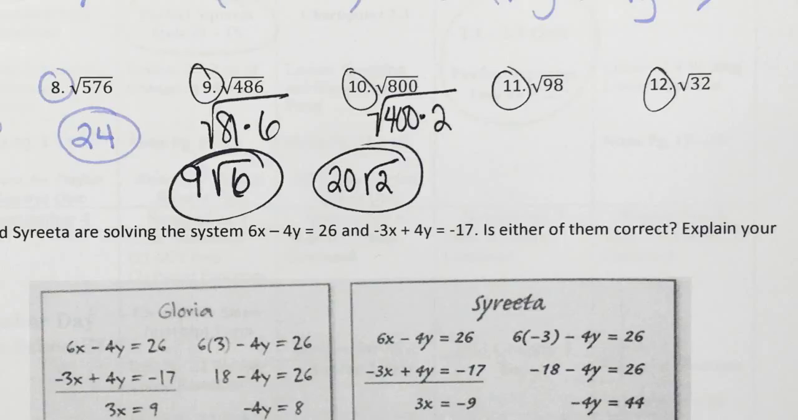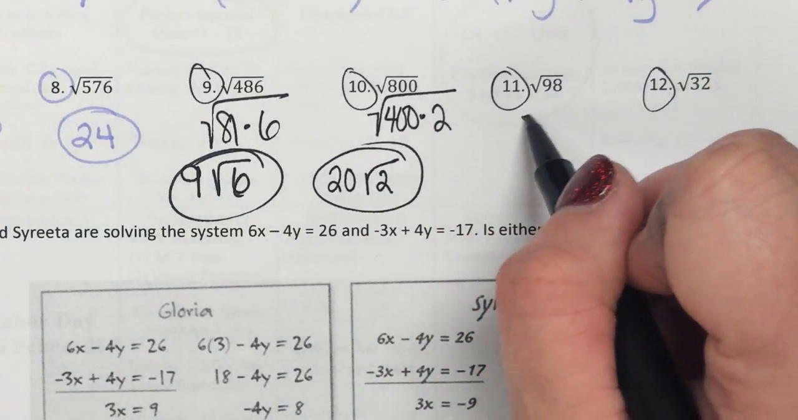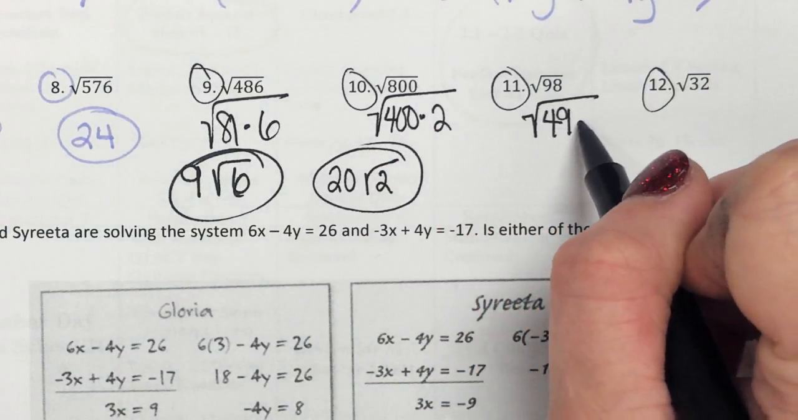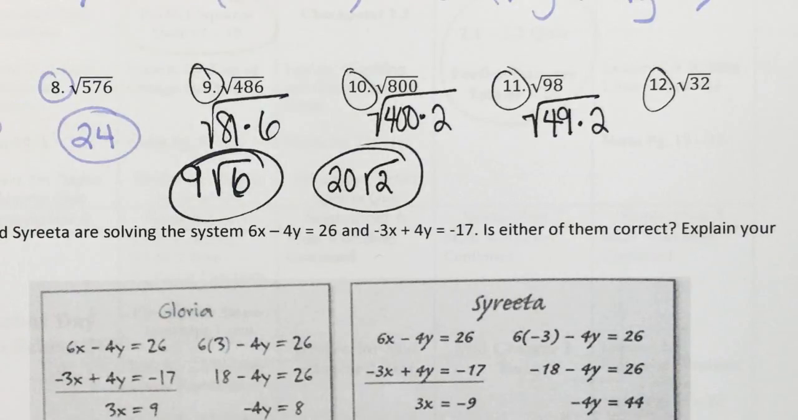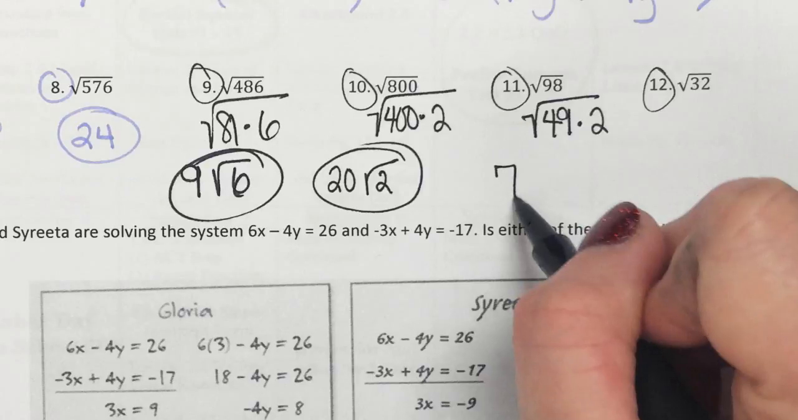What's the perfect square that goes into 98? 49 times 2. Alright, and so 49, what's the square root of 49? 7. Very good.